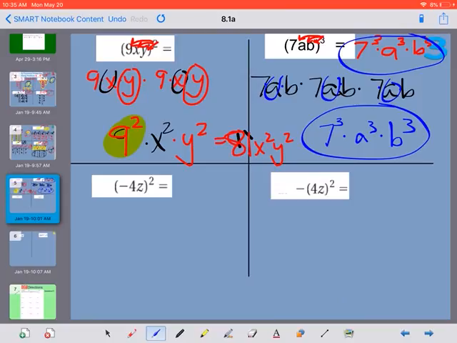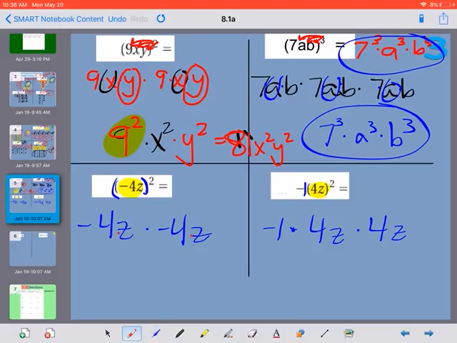These next two are a little bit different, so you need to be careful. This one, the negative's on the inside. This one, the negative's on the outside. So the first one here, we're only writing whatever's in the parentheses 2 times. So we're writing negative 4z times negative 4z. This one, we have a negative, really a negative 1 times, and then we have 4z 2 times.